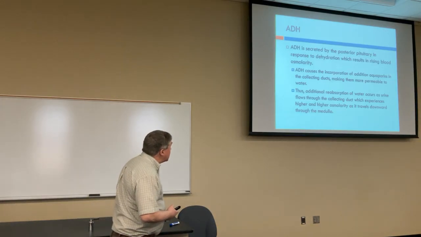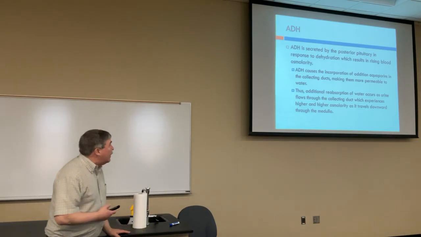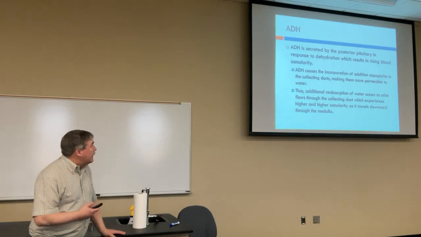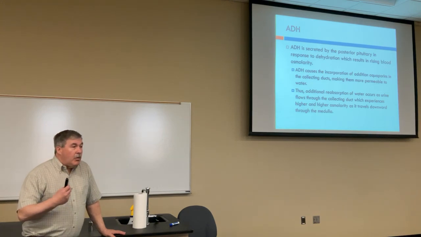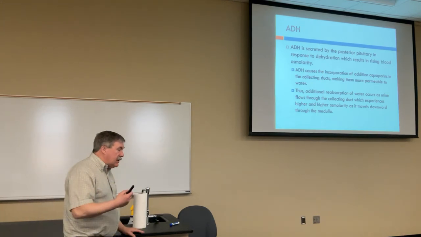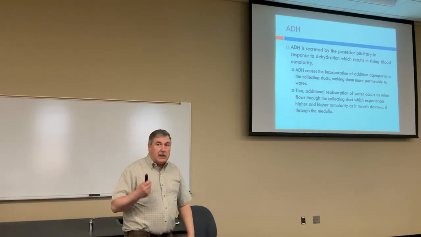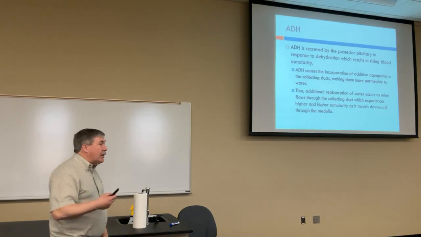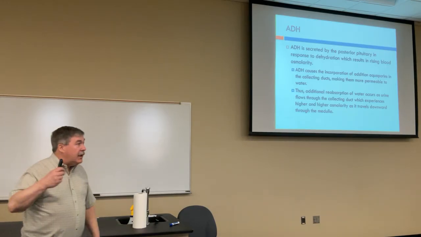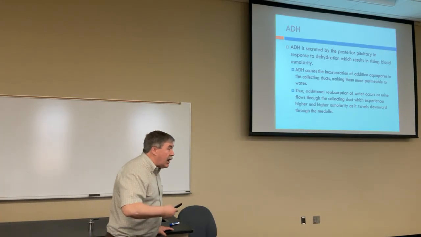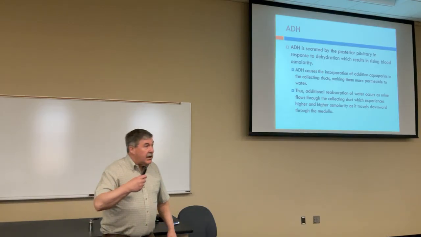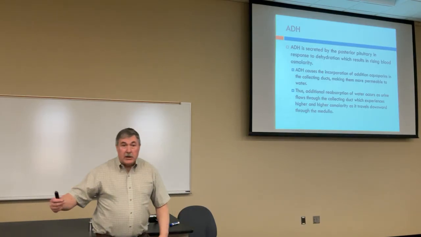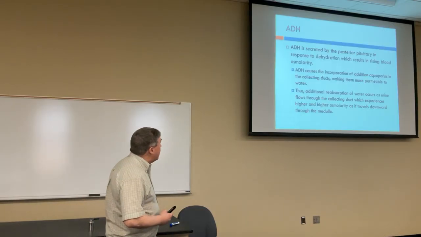So ADH is secreted in response to dehydration, which results in increasing blood osmolarity. And what triggers ADH release is that there are osmoreceptors located in the hypothalamus. So when the osmolarity of the blood increases, that stimulates these osmoreceptors that trigger ADH release from the posterior pituitary.